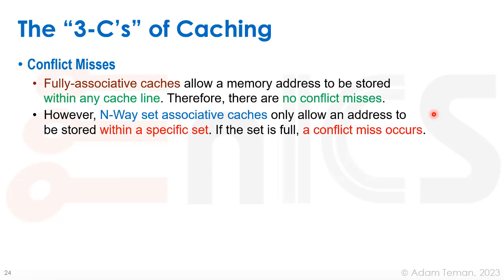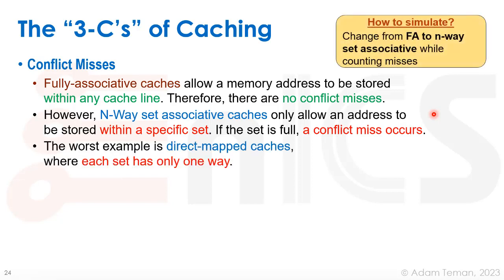N-way set associative caches only allow an address to be stored within a specific set. Therefore, if the set is full, we have a conflict miss and we must evict one of the cache lines. So the worst example is a one-way set associative cache, which is called a direct map cache. That's because each set has only one way, and we have different types of data that is mapped into the same address in memory.